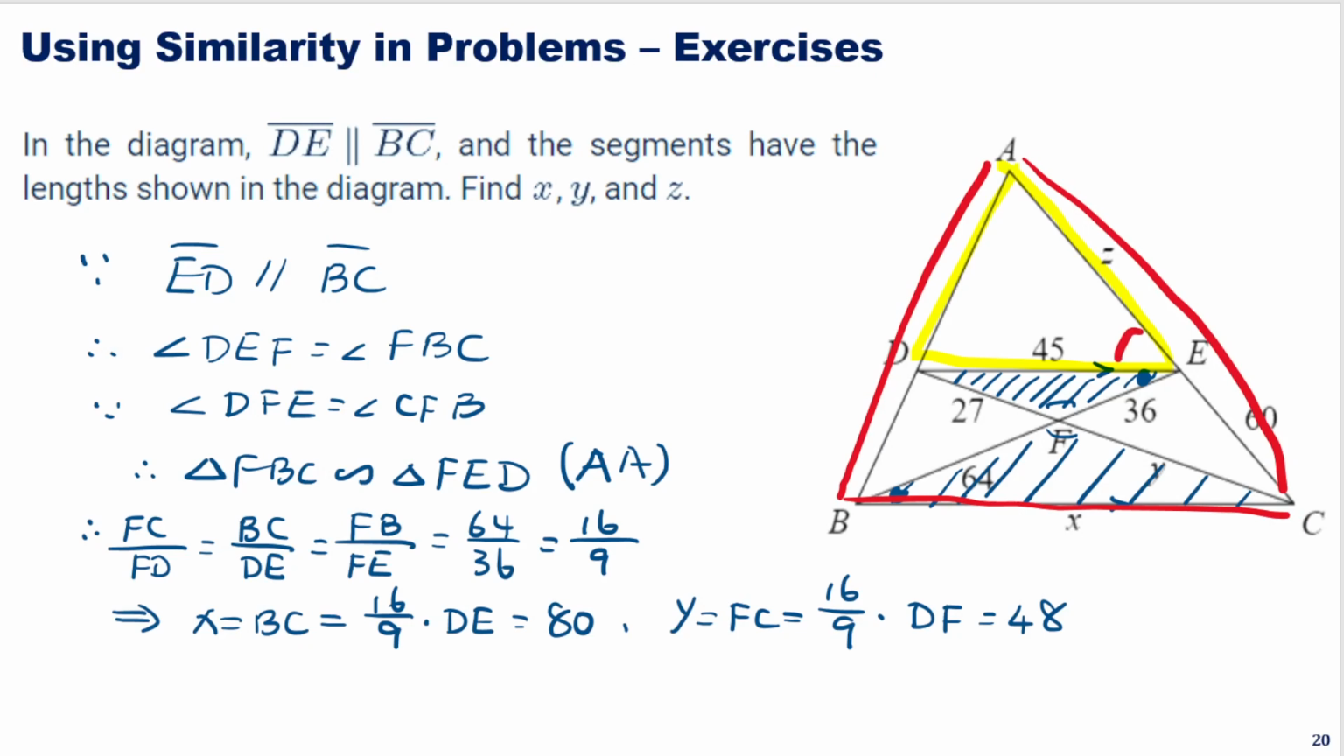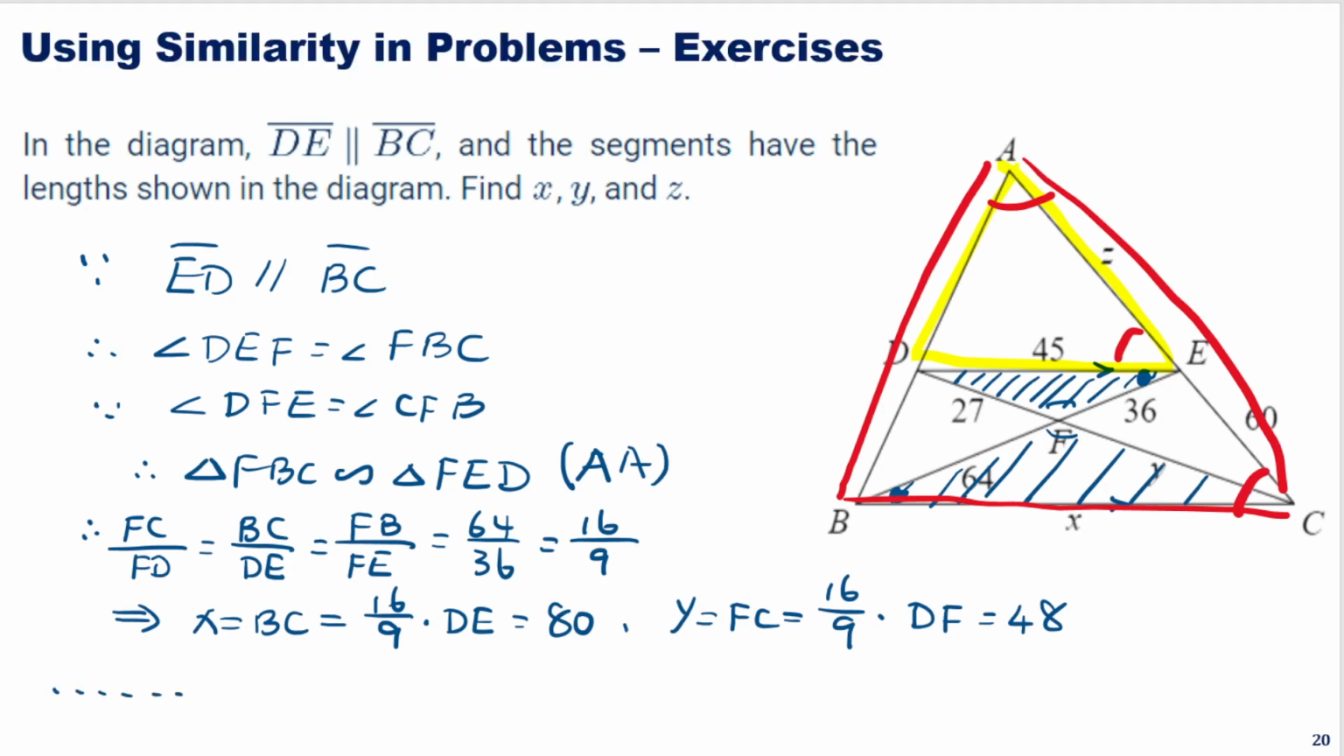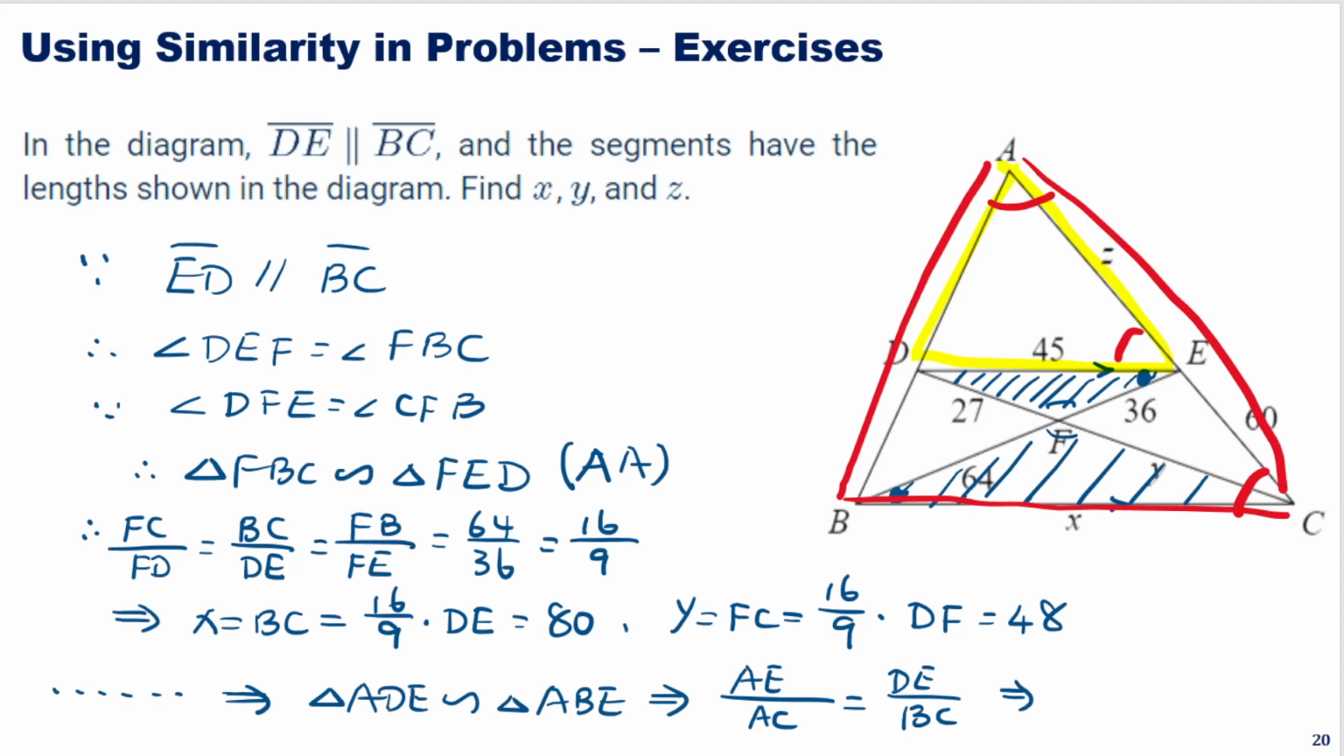Because this angle equals that angle, they share the same angle here, right? So again, I'm not gonna write all of the statements, so you could say because of two pairs of equal angles, we have triangle ADE is similar with triangle ABC, right? Therefore, we have AE over AC equals DE over BC. Well, input Z and X there.